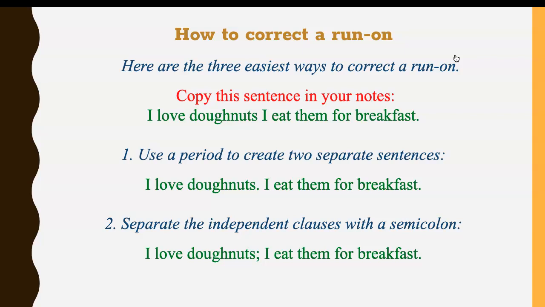The second way is to separate the independent clauses with a semicolon. Now, for those of you who don't know what a semicolon is, when you're texting your crush and you're winking at them through text message, this is the button you would use to do the winky face. So, I love donuts, semicolon, I eat them for breakfast, period. Again, it's no longer a run-on sentence, the sentences go together, and you literally had to do nothing else except insert the semicolon into the sentence. Super easy. So why do you keep using them?